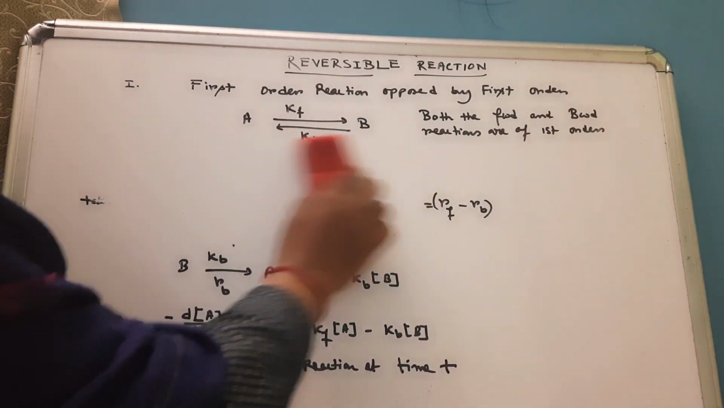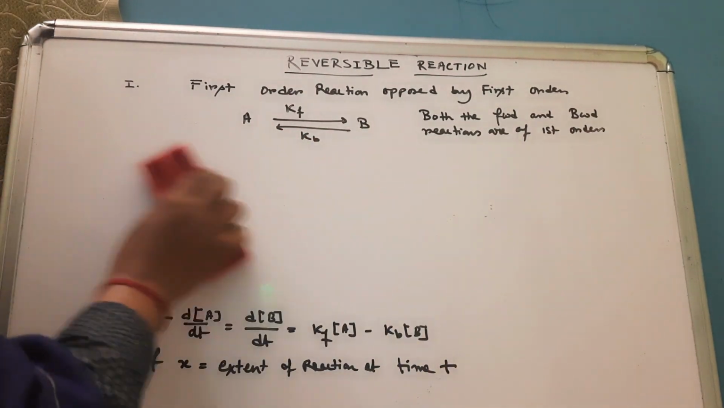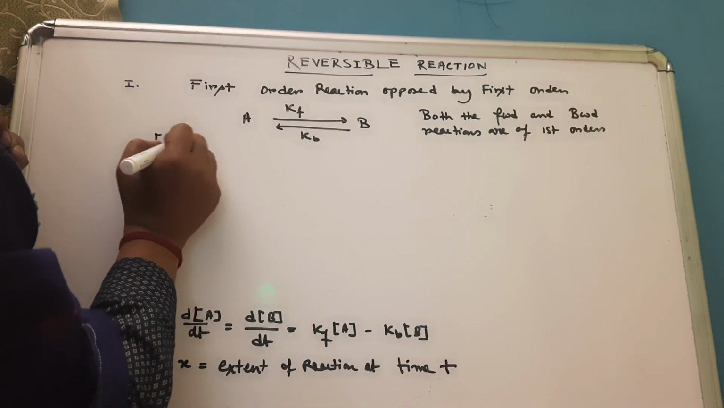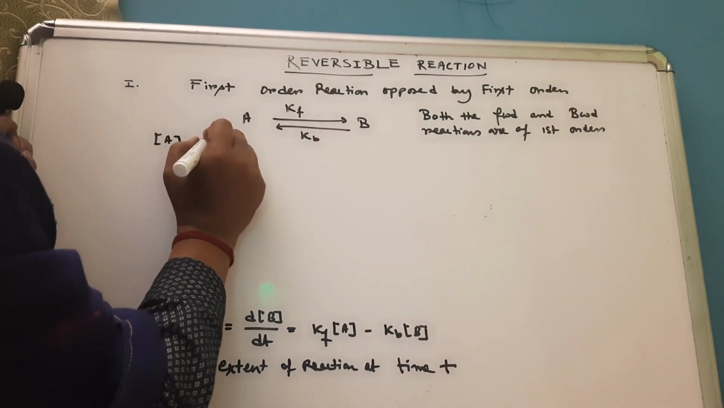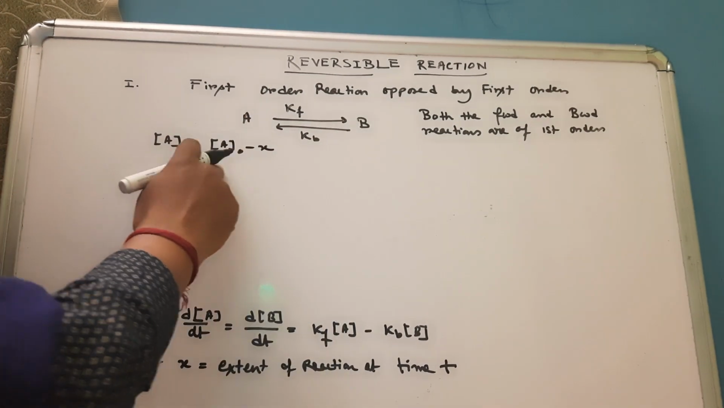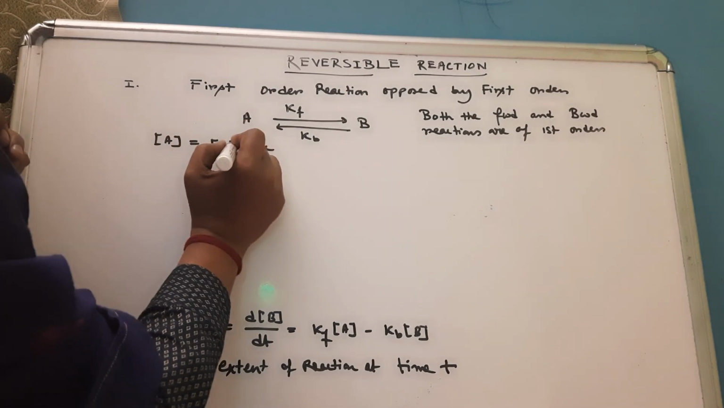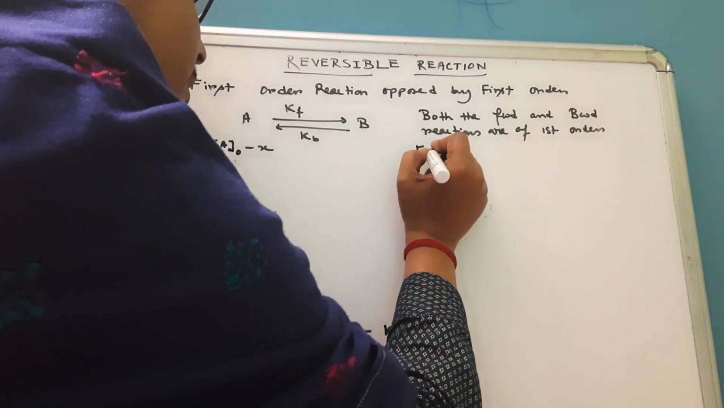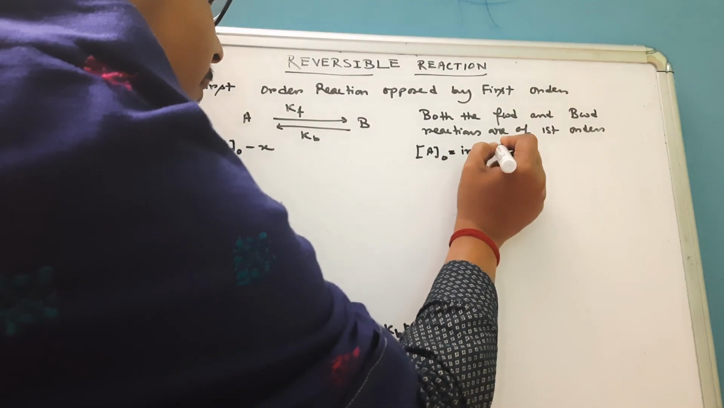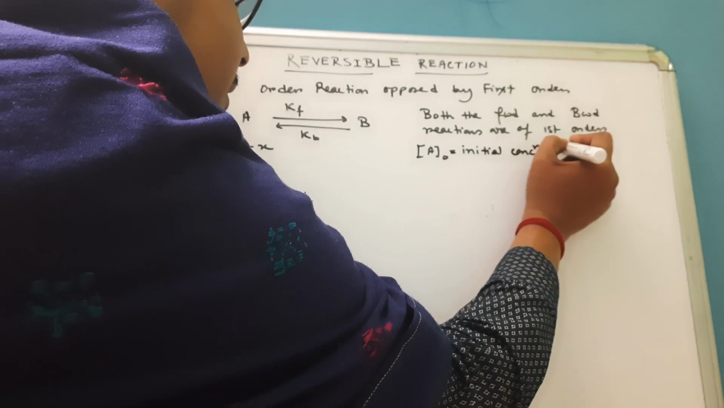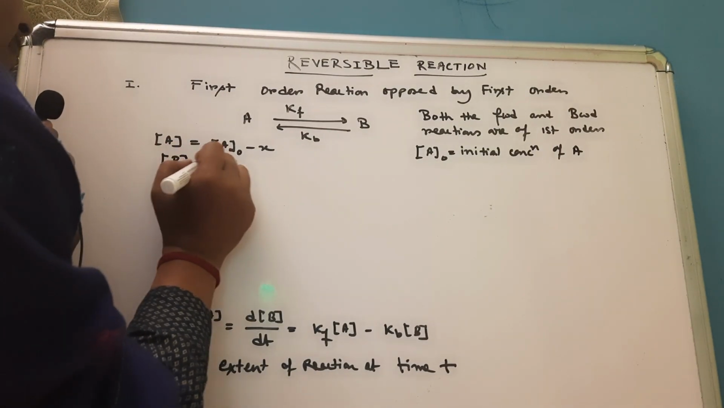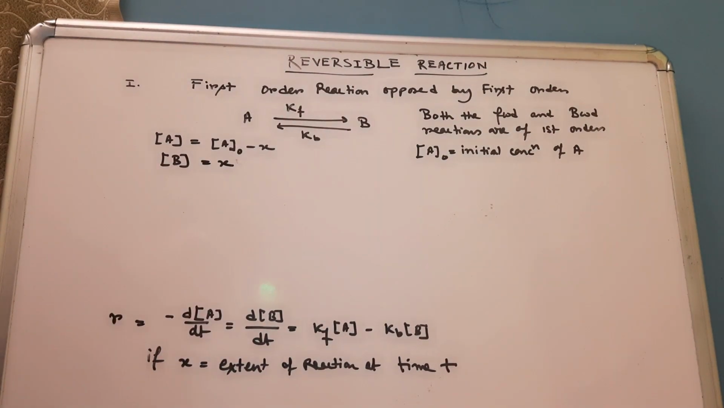So I'm going to remove this. So the concentration of A at time t is A0 minus x. What is A0? A0 is the initial concentration of A. And the concentration of B will be x, because x is the extent of the reaction.